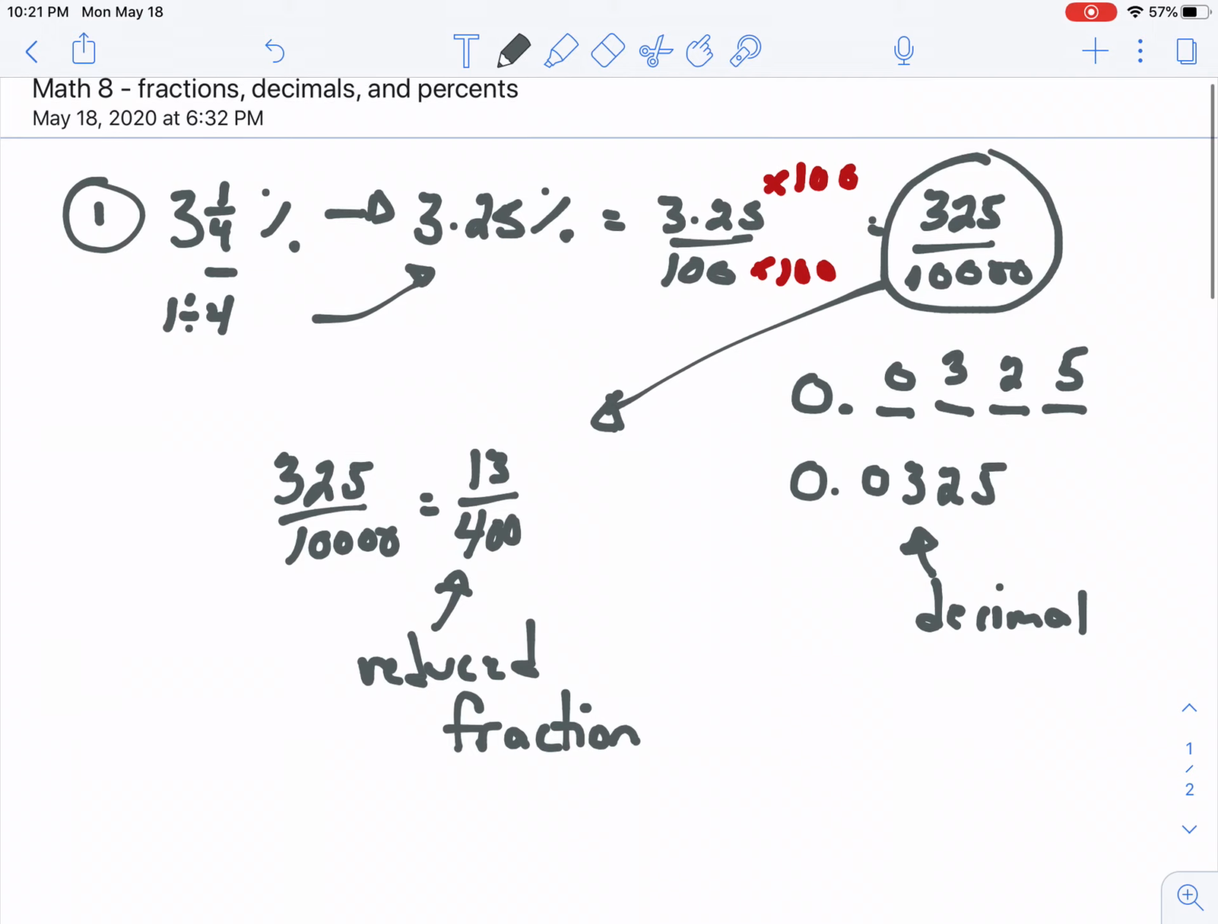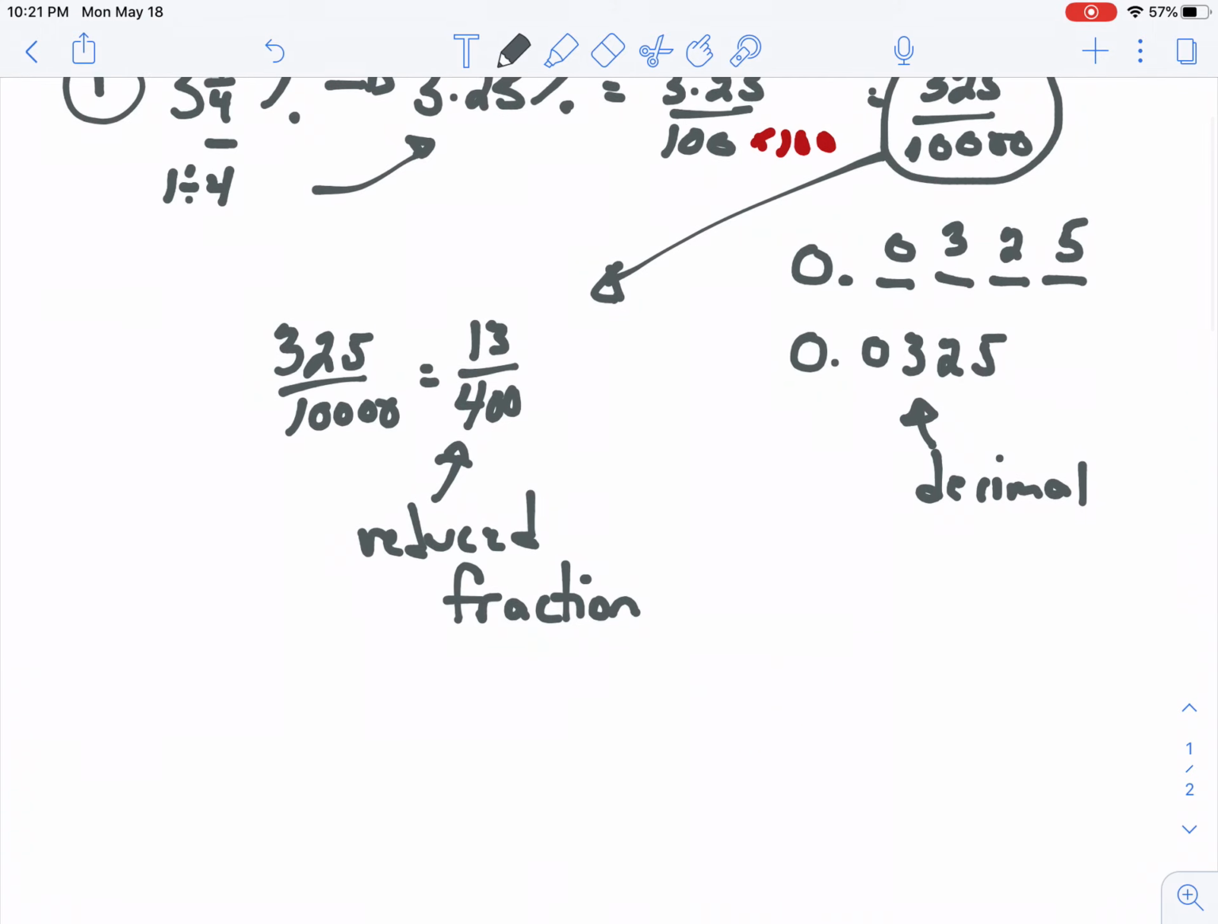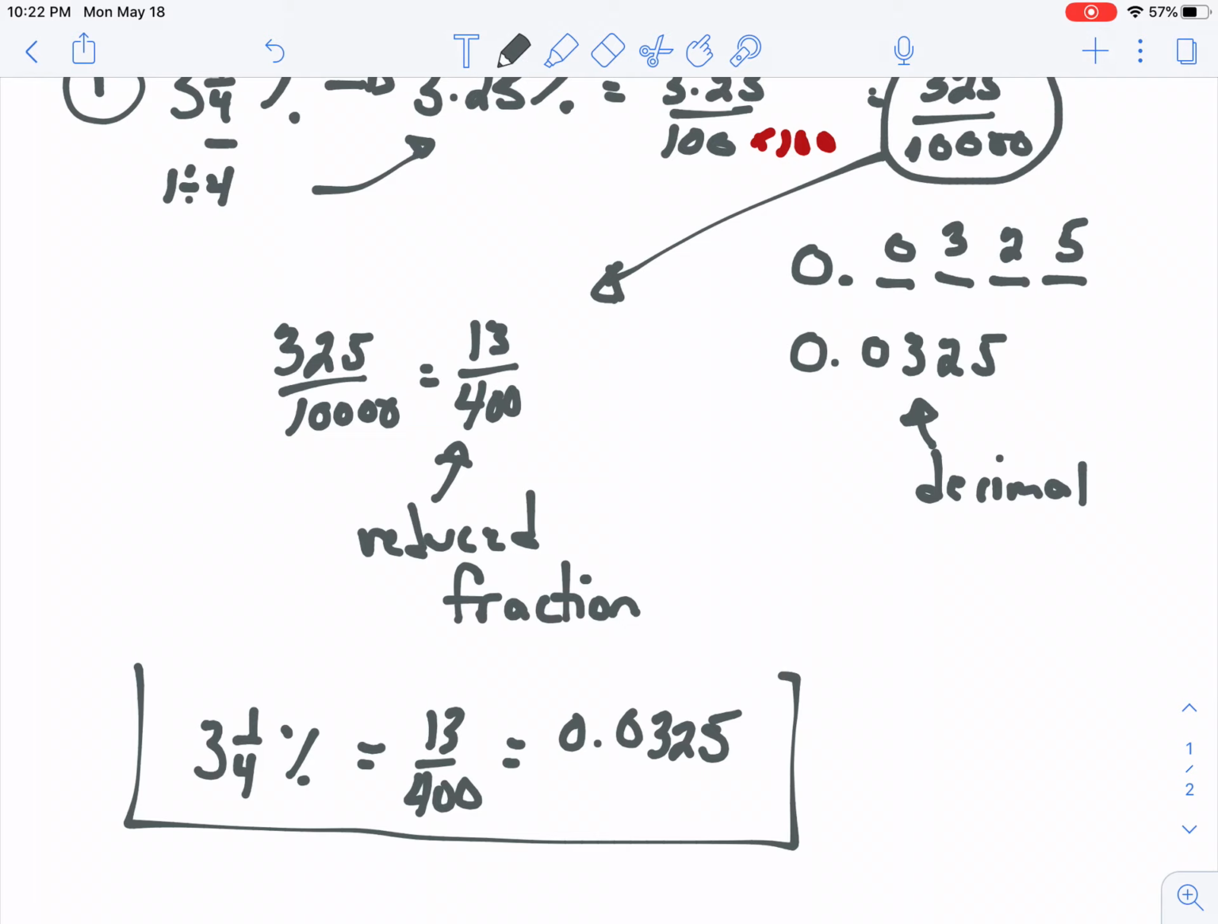So therefore, I can basically say that 3.25% is exactly the same as 13 over 400, which is exactly the same as 0.0325. So I can say that these are all the same, and that's our purpose. We want to be able to move from one to the other.